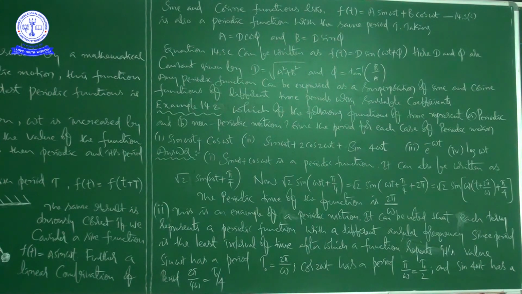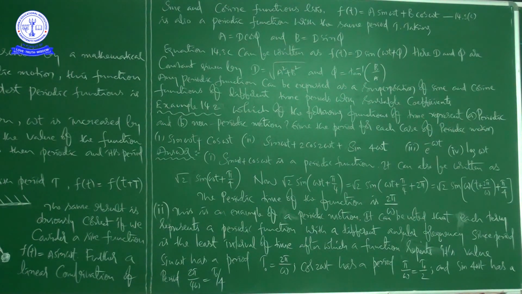Next, the period of the first term is a multiple of the periods of the last two terms. So if you observe the terms, you can say this. Therefore, the smallest interval of time after which the sum of the three terms repeats is T naught, and thus the sum is a periodic function with a period 2 pi by omega, in the case of this function, sin omega t plus 2 cos 2 omega t plus sin 4 omega t, right?